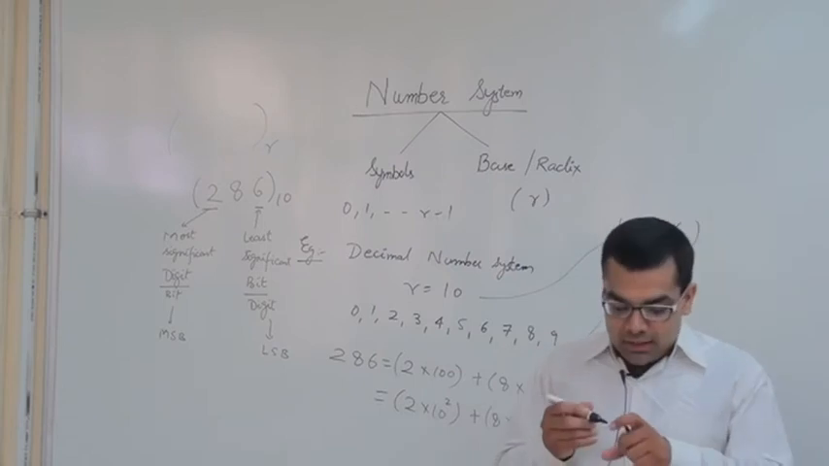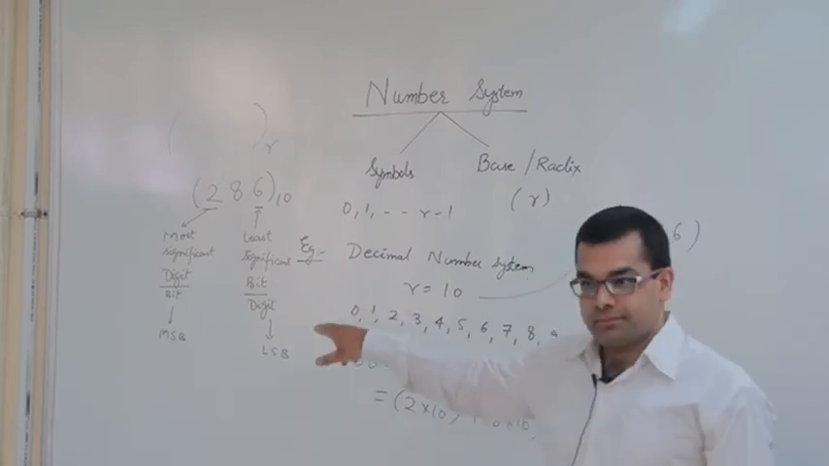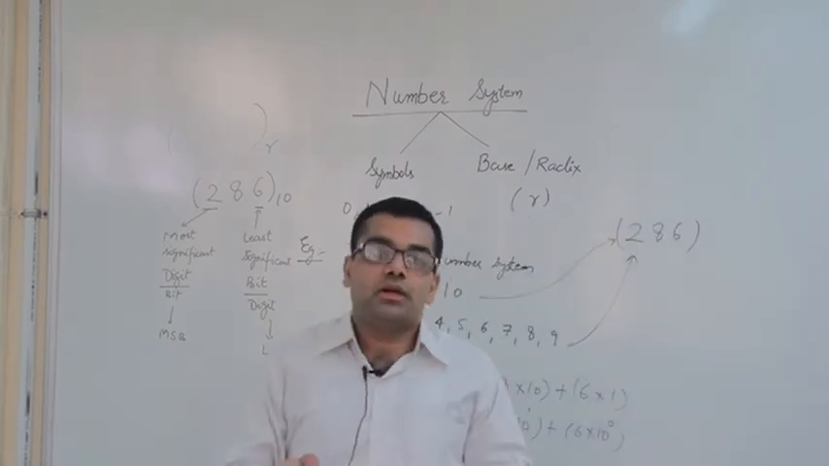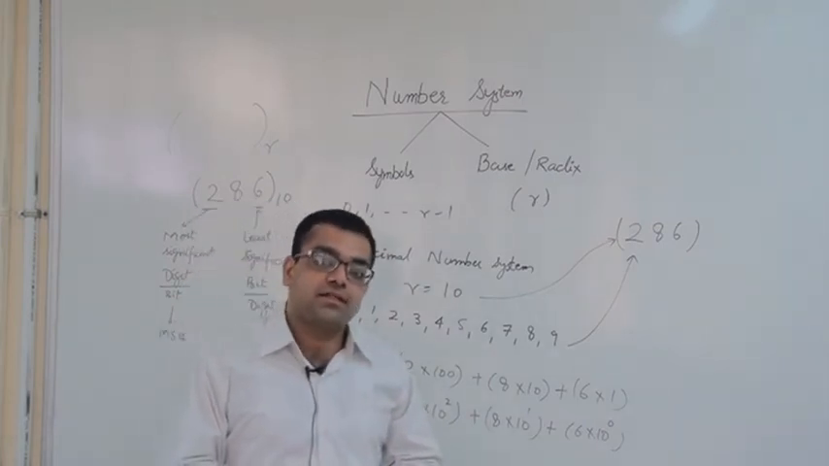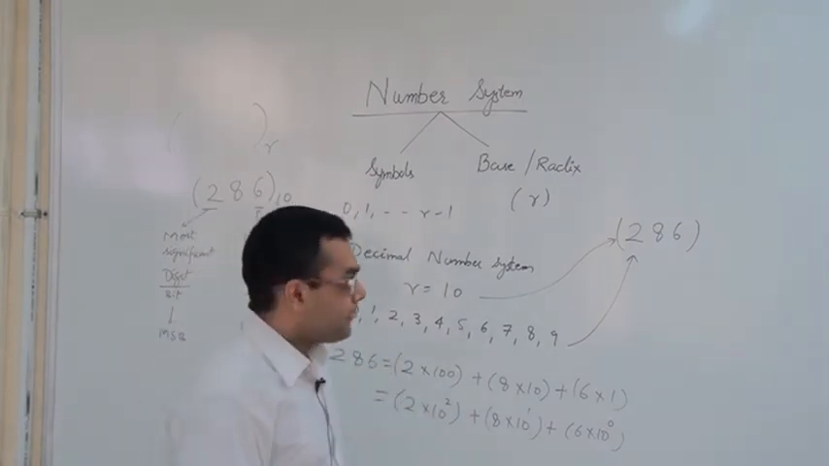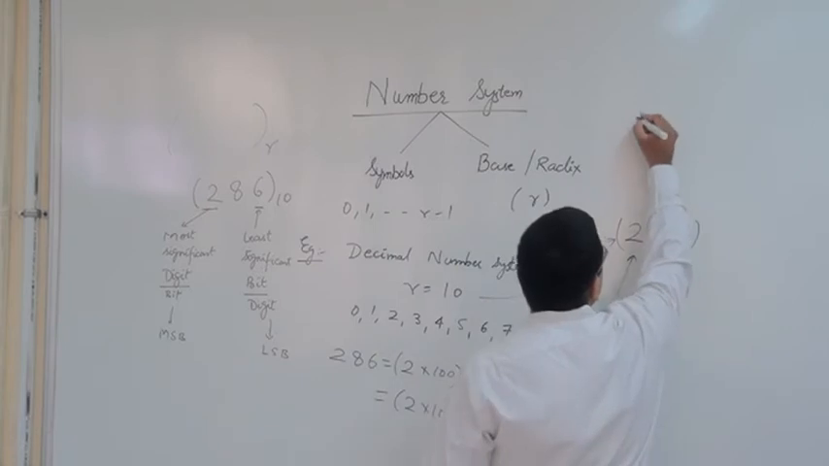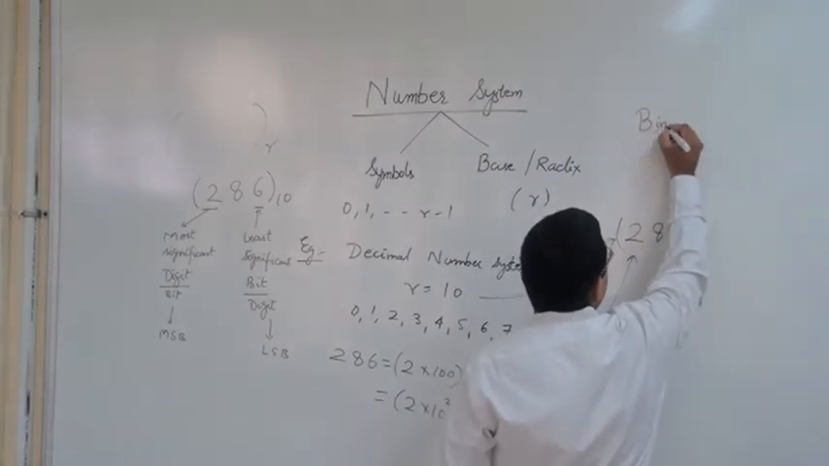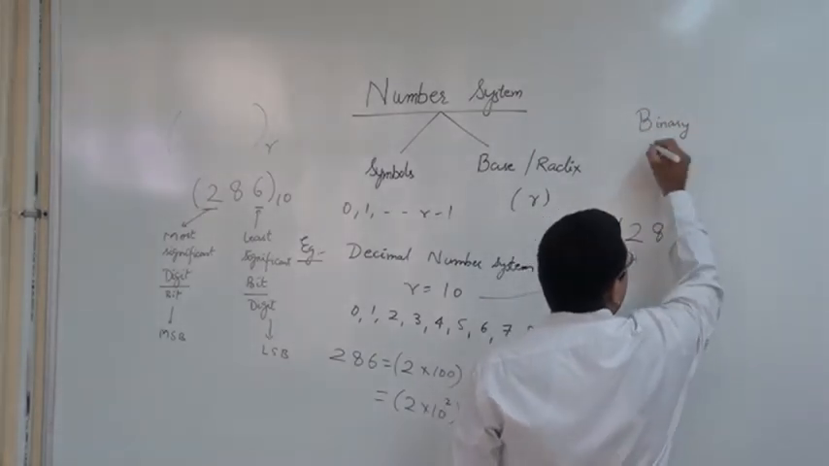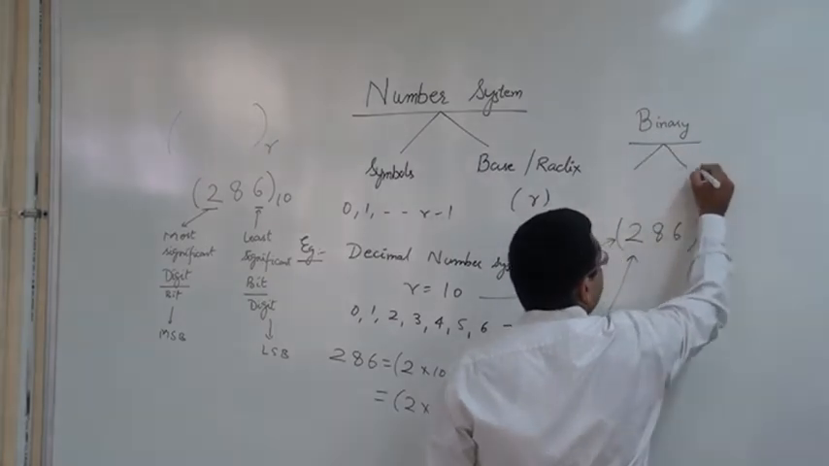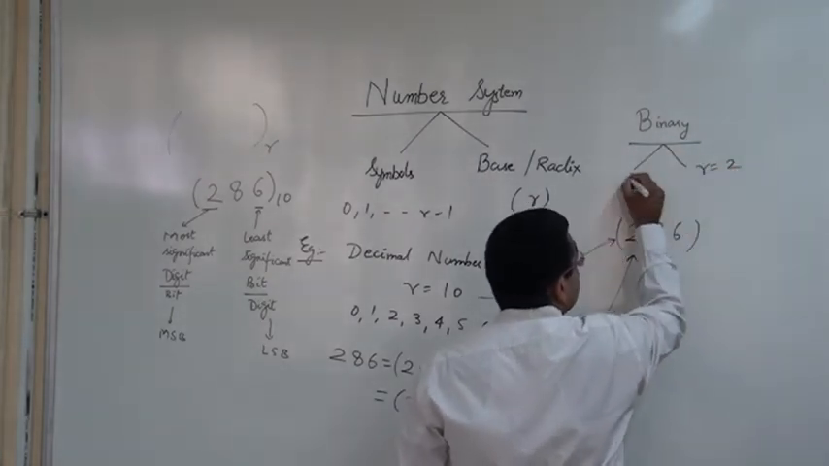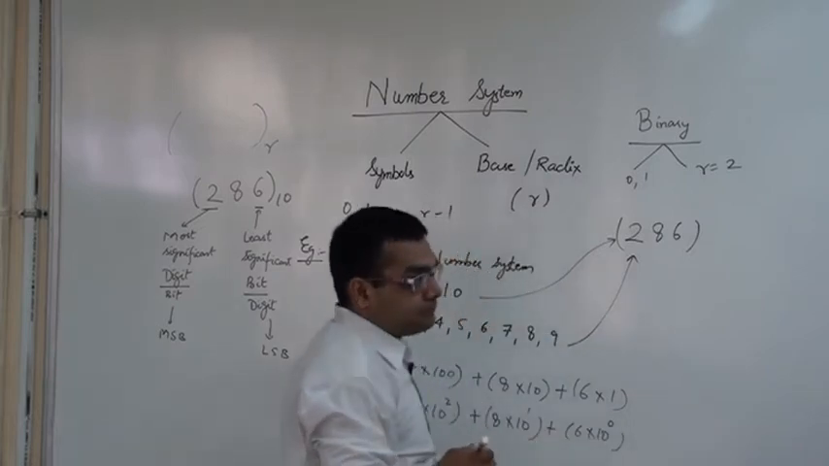Now the problem is that our computer doesn't understand this. In a computer, the only number system that it understands is called binary. In the binary number system, the radix is 2, so the symbols used are only 0 and 1.